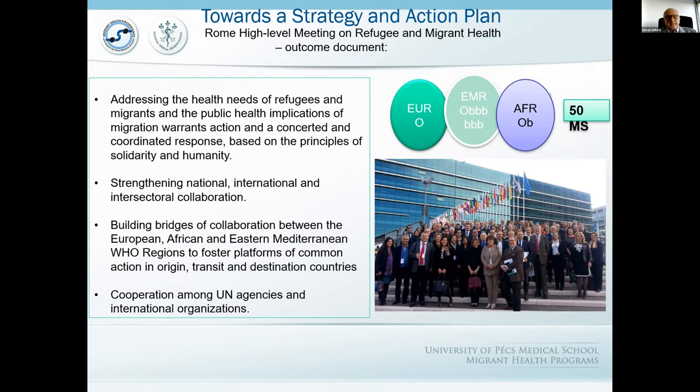Following the migration wave of 2015, in Rome, WHO held an assembly with the participation of 50 member states, and WHO offices from Europe and Asia were also invited, where again there was a clear understanding that yes, healthcare systems should be prepared to cope with all of the challenges that migrants and immigrants mean.